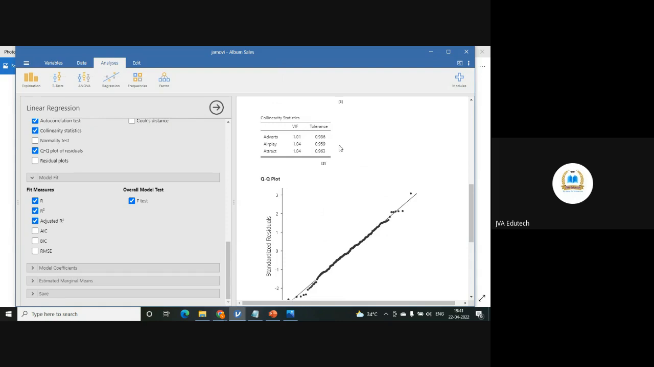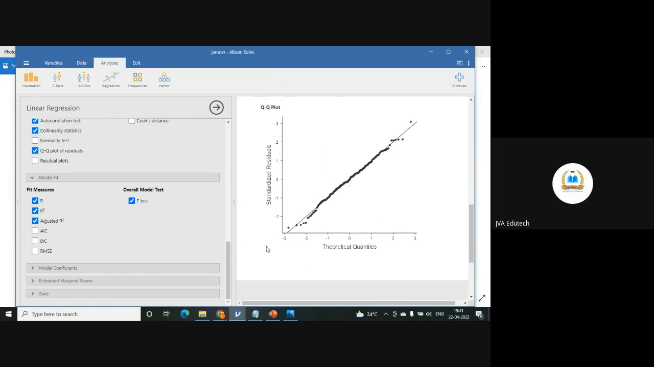Tolerance value should be greater than 0.2. In our case, it is 0.986, 0.959, and 0.96 respectively, so it is greater than 0.2. This assumption is also fulfilled. Both metrics of collinearity statistics indicate that there is no problem of multicollinearity. Now let's see the normality of residual errors. Most of the data points are along this straight line, only a few are deviating. That means there is normality of residual errors, which we have checked through the QQ plot. So all four assumptions are fulfilled.